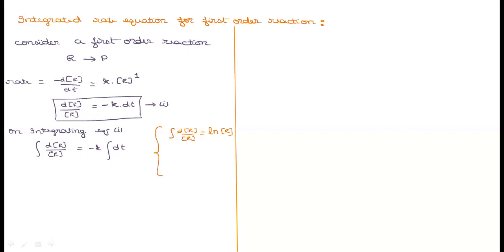I will try to observe the integrated solution. Now integration of dr by r is ln r, ln for natural logarithm, minus k t plus integration constant I.